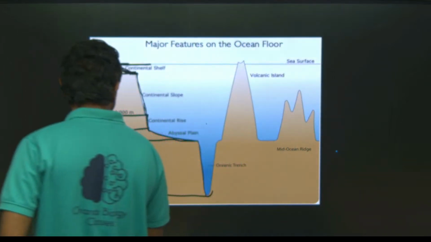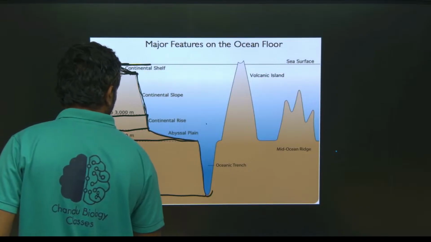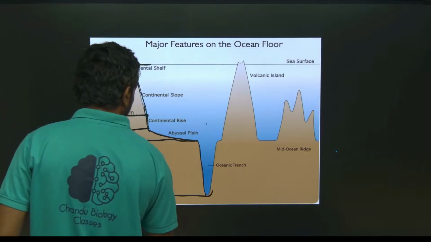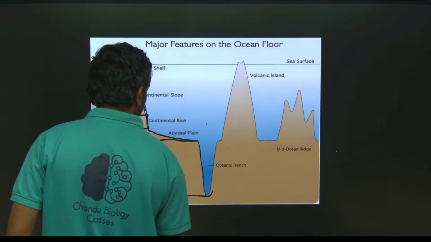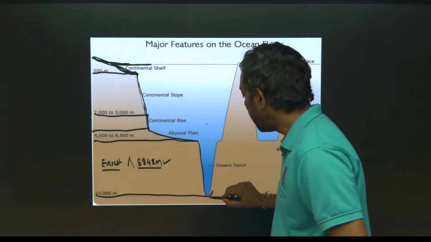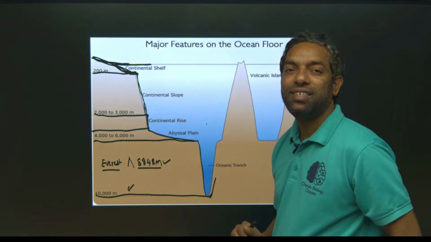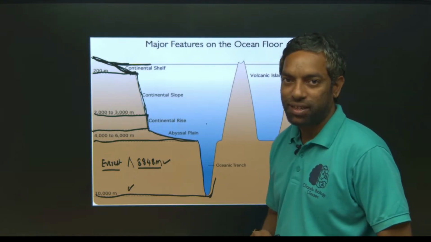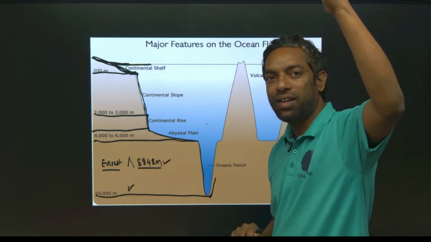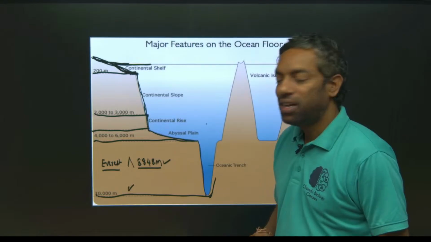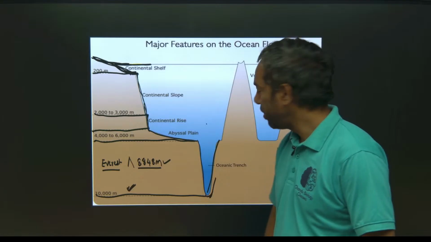How much is Everest? Everest is the highest peak on Earth, that is 8,848 meters only. But the oceanic trench in the Pacific is 10,000 meters deep, which is more than the height of Everest. Everest is the highest point, and this is the deepest point, the Pacific oceanic trench, 10,000 meters.